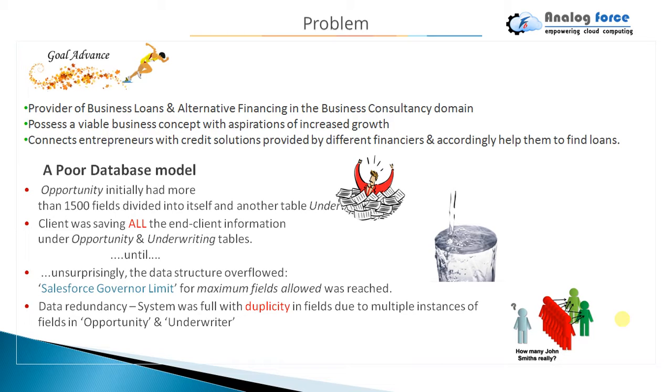The client was saving all the client information under opportunities, underwriting tables and other objects, until surprisingly the data structure overflowed. Governor limits. Now you can't add more fields. There is obviously data redundancy. There are a couple of fields, you don't know why they were created, probably having duplicate values, probably having no values at all. So this is a problem, and you need to redesign the entire data model. In the next slide, I'm going to discuss how to solve this problem.